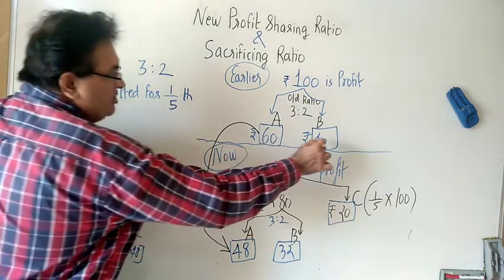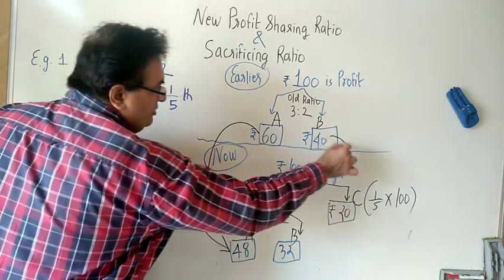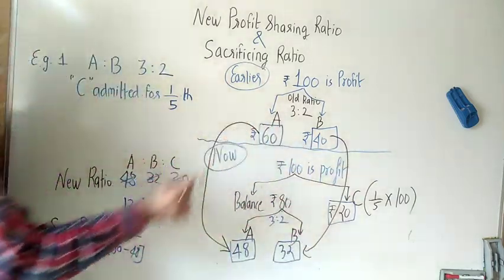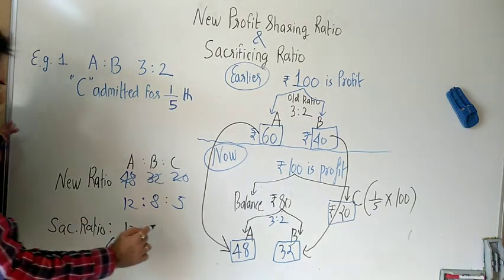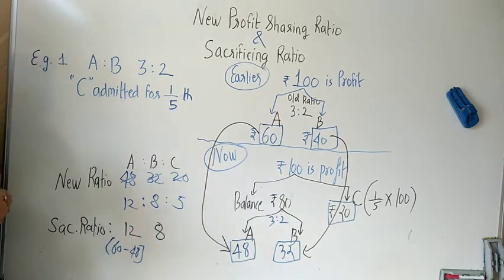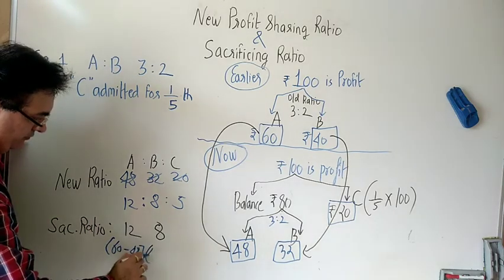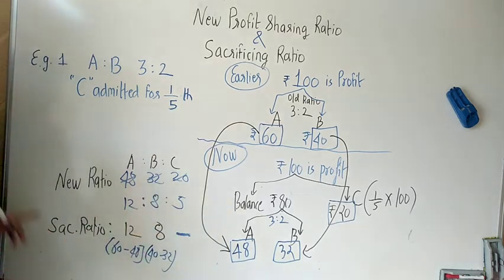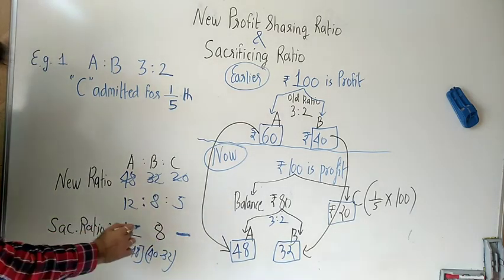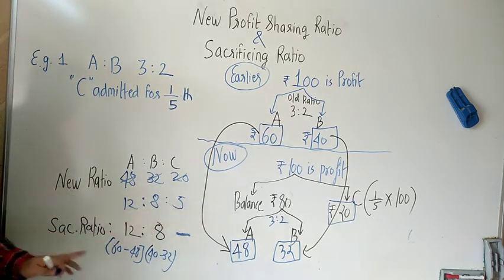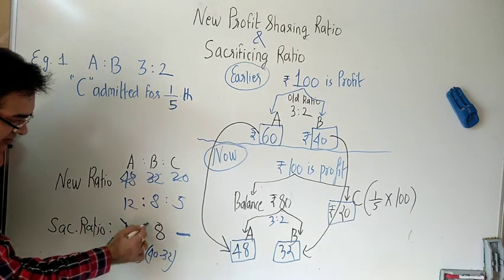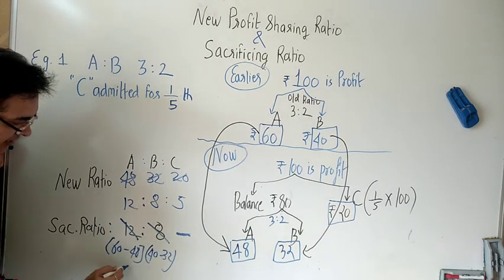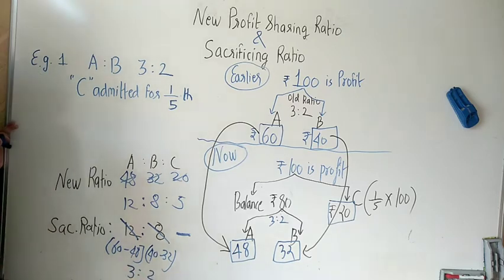How about B? Earlier Mr. B was getting 40, now Mr. B is getting 32. So here the sacrifice is 8 rupees, 40 minus 32. Of course, there is no sacrifice of C. So the sacrificing ratio of A and B is 12 is to 8. The new ratio is 12 is to 8 is to 5. The sacrificing ratio is 12 is to 8. You can further reduce this 12 is to 8 sacrificing ratio by dividing by 4. You get it as 3 is to 2. Correct?